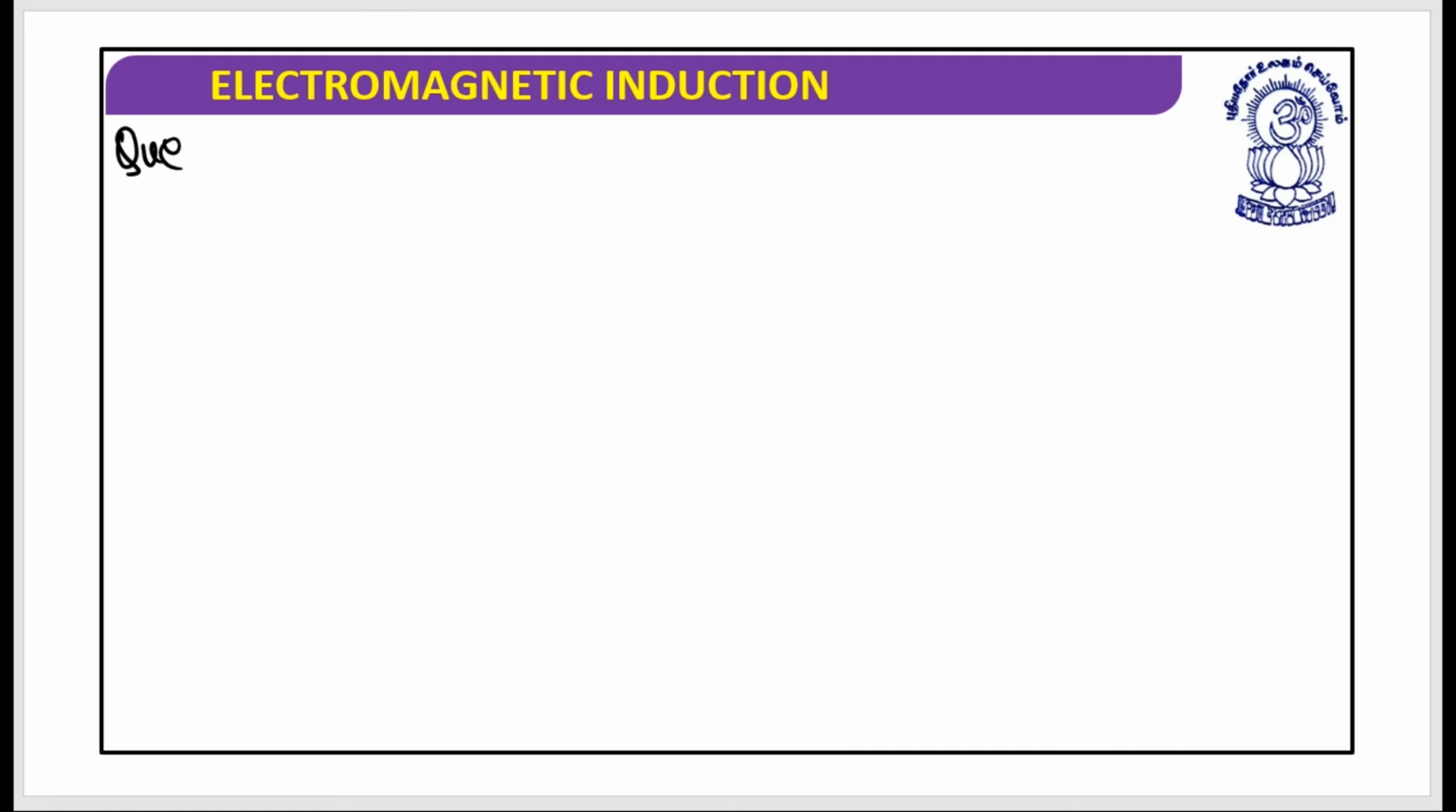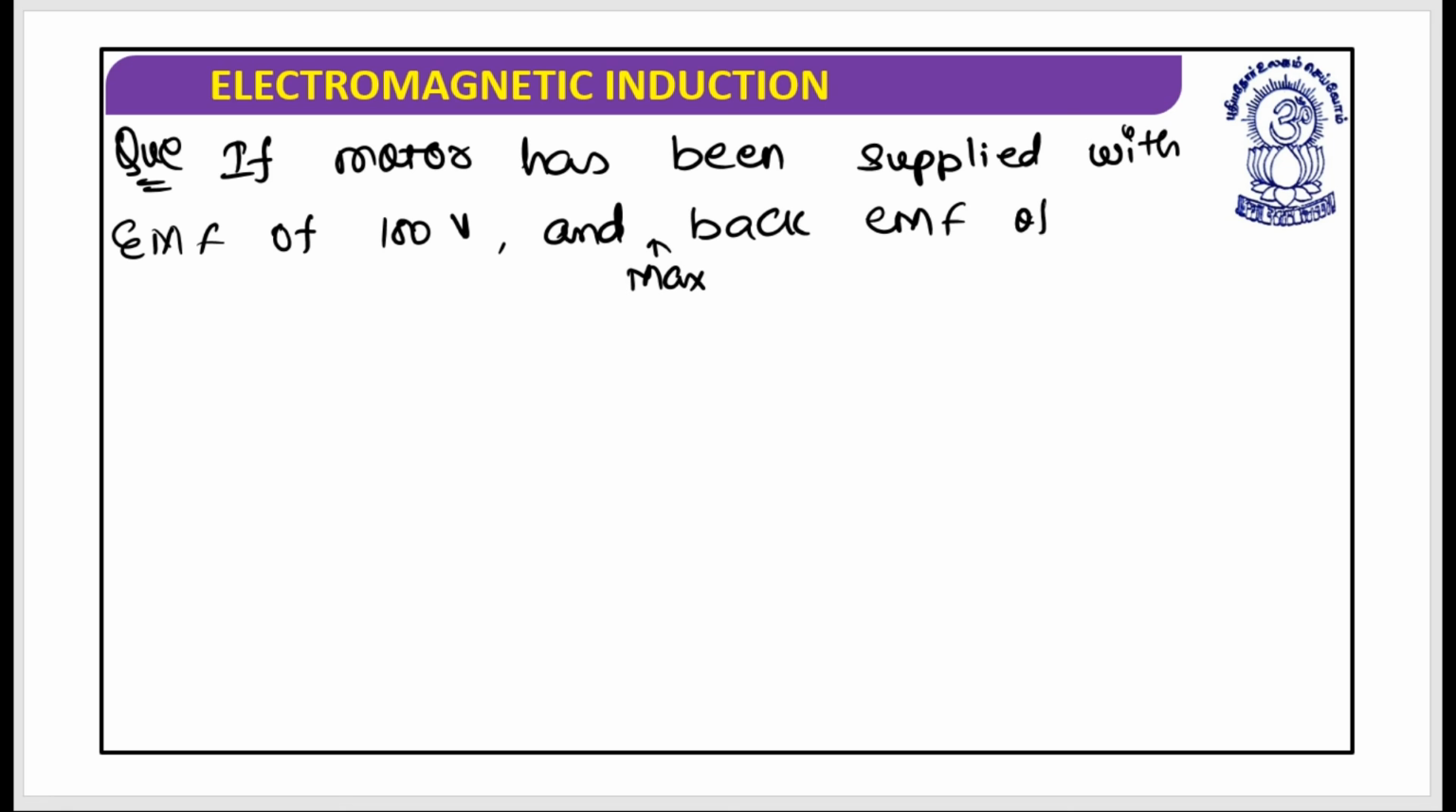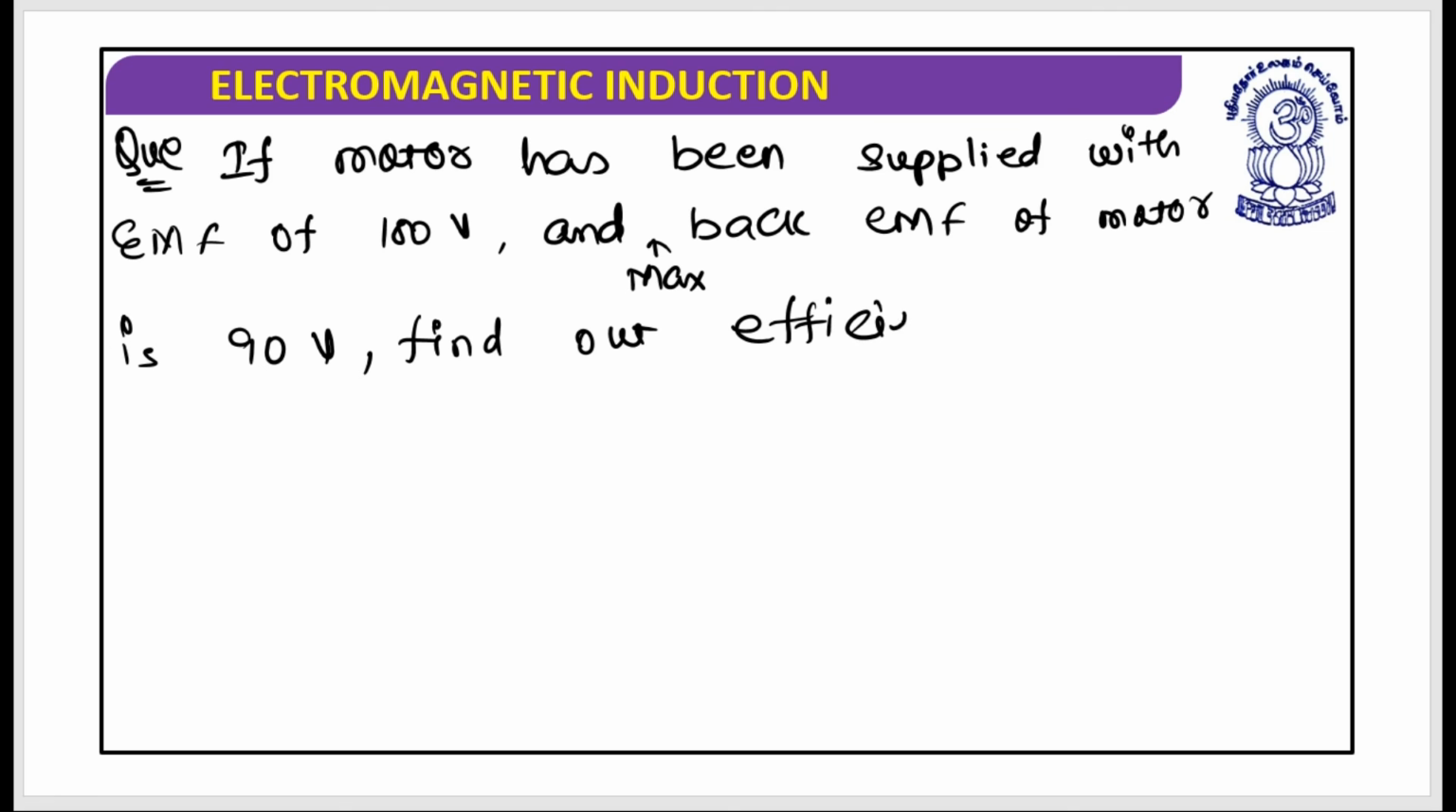That question says that if a motor has been supplied with an EMF of, let's say, 100 volt, and the back EMF, or I should say the maximum back EMF of the motor, is 90 volt, find out the efficiency of this motor.